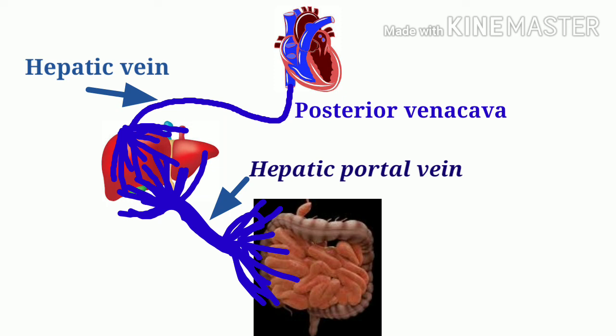So, this is an example of a portal circulation in which blood from the stomach and intestine, instead of being directly taken to the heart, is first taken to the liver and then taken to the heart.